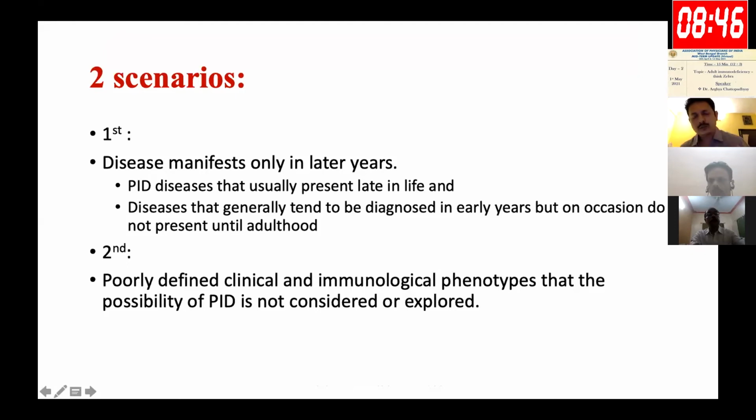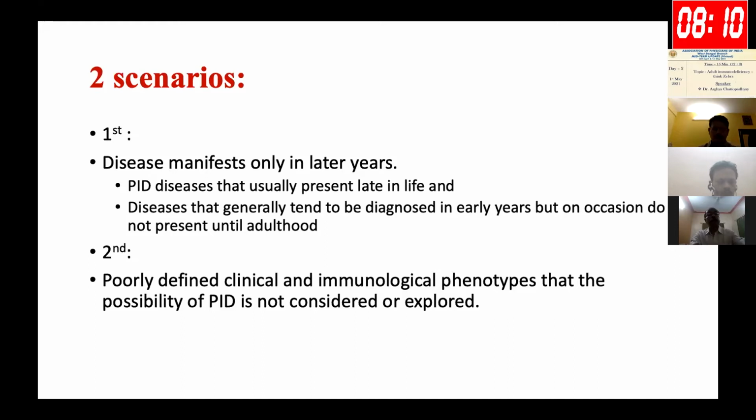So what could be the scenarios behind this increasing number of adult primary immune deficiencies? Practically there could be two situations. First, there is more and more recognition of some of these diseases. Now there are more than 400 primary immune deficiency disorders, and some of these entities actually present in the later half of life. Second, diseases that are generally diagnosed in the early years, but due to minor mutations or modifications, can present at a later age.